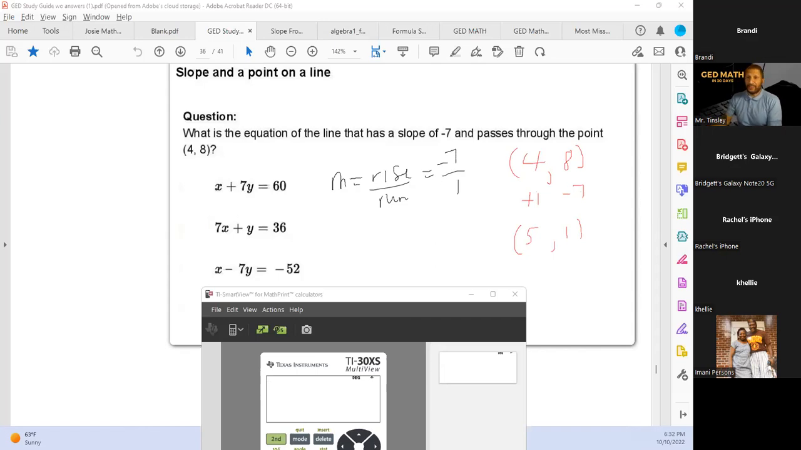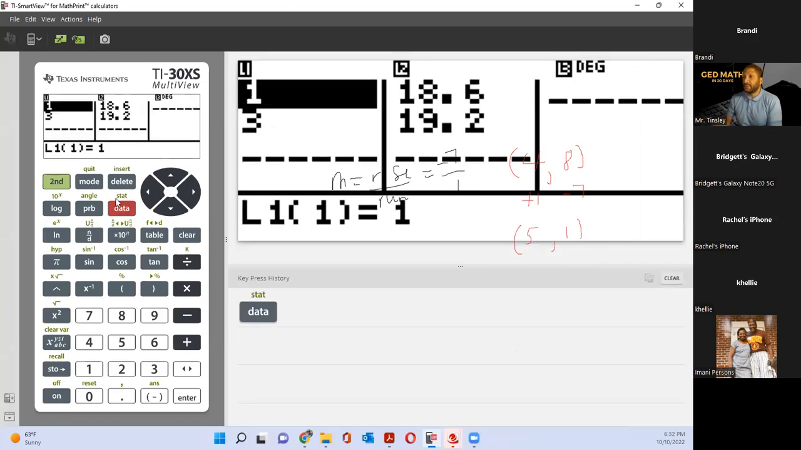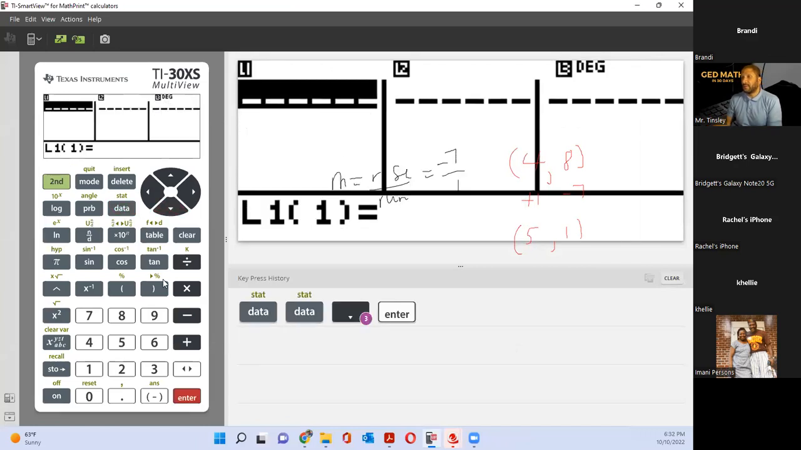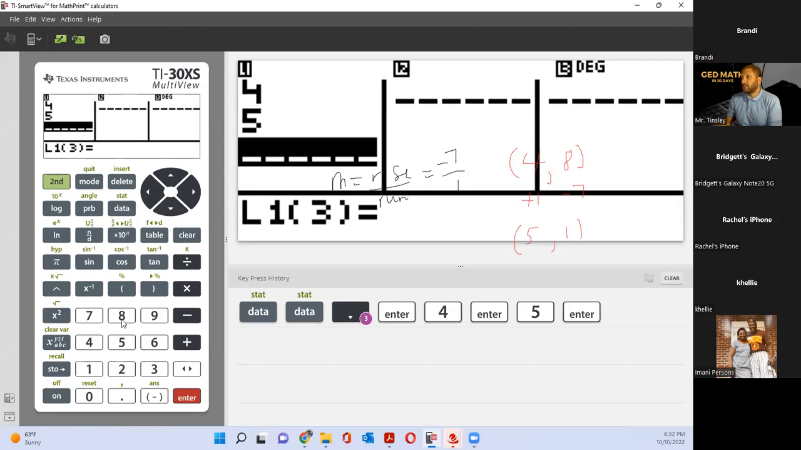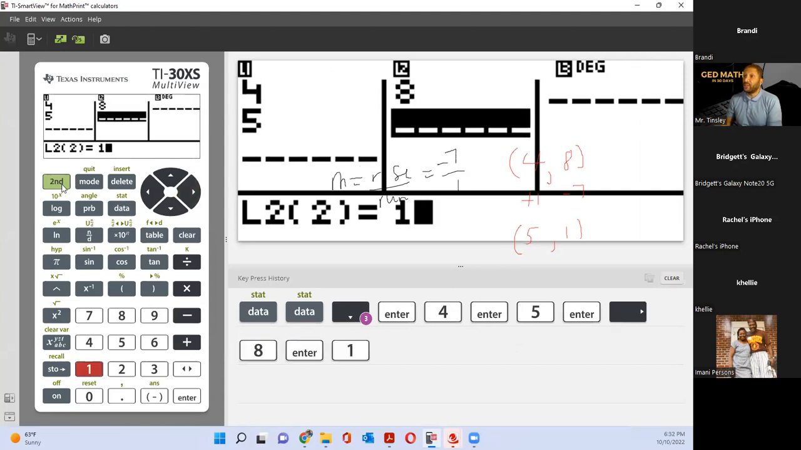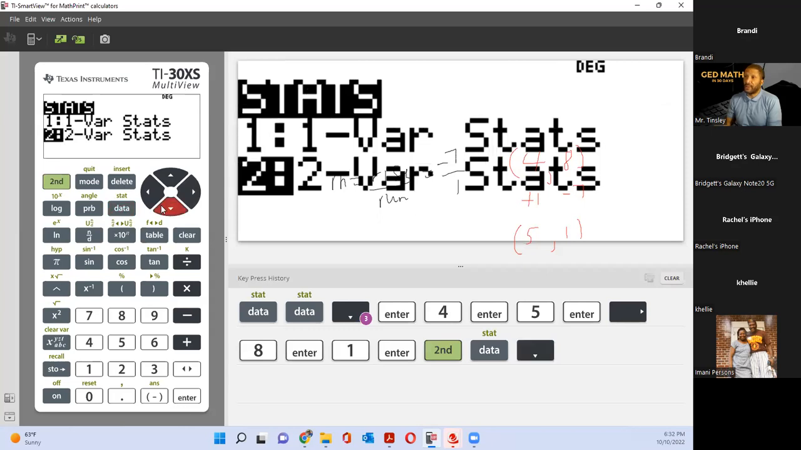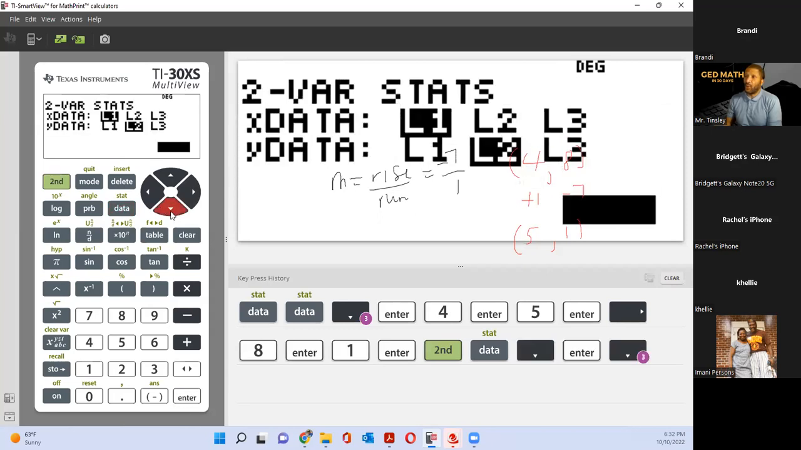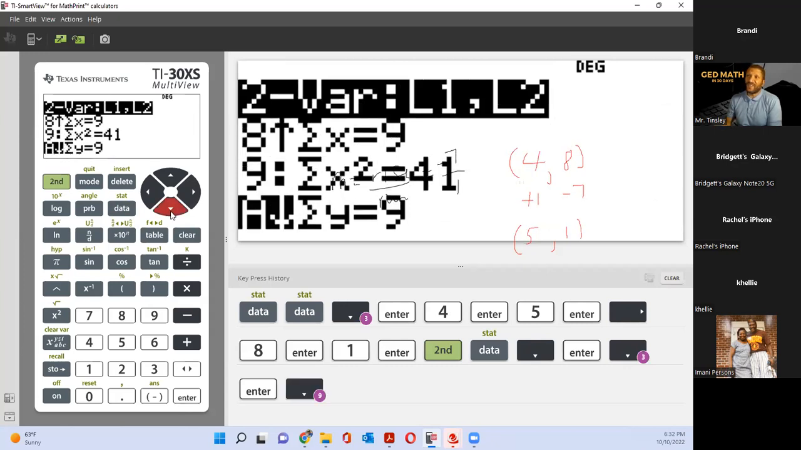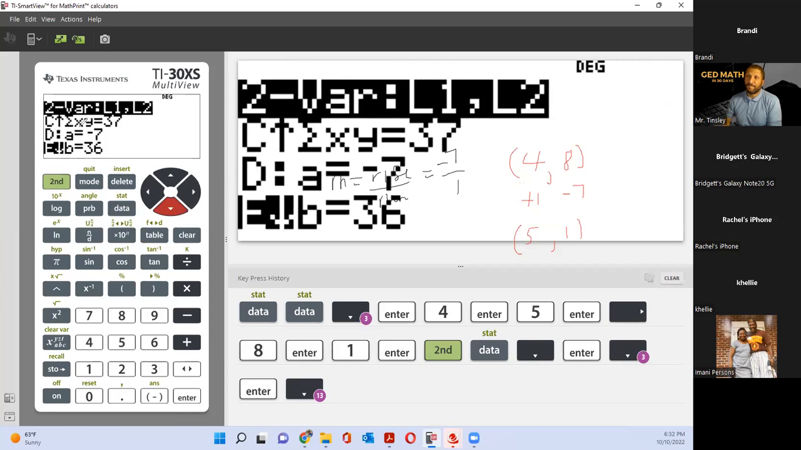Now you grab your calculator and you're going to put in the 4, 8, and 5, 1. You go to data. Let me clear all that out. 4, 8, and 5, 1. Let the calculator do the work for you. 2 variable, calculate. Go down to lowercase a and lowercase b. Get your answer in 15 seconds. Look at that. Wow. My slope is -7. My y-intercept is 36. Because the calculator gave me my slope and y-intercept, y equals -7x plus 36.